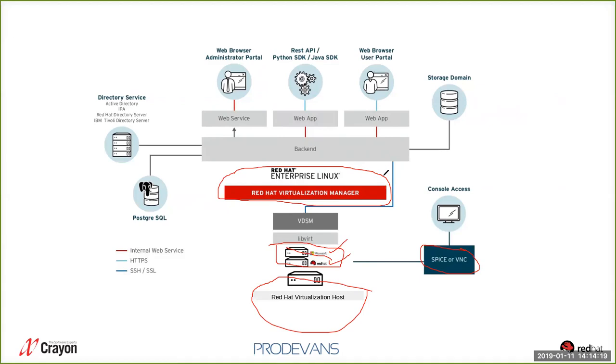Now, in virtualization there are some backends, because every service that is running needs some API tools or portals. So you can see there's a backend. Here there is an option for storage domain. What storage is supported in virtualization? We can add external storage like iSCSI storage, GlusterFS, or any other external storage supported by Red Hat virtualization. We can add it as a storage domain.